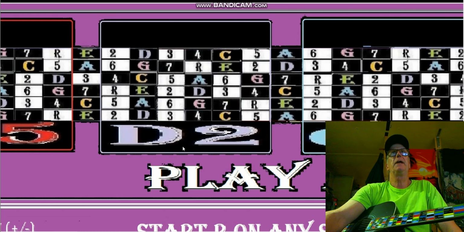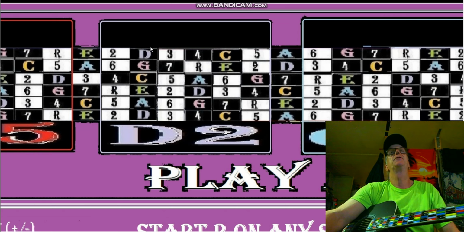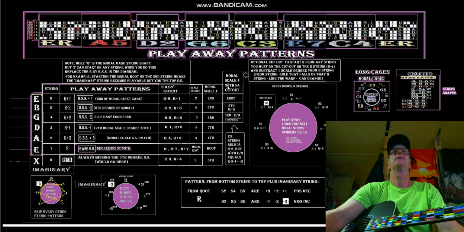Okay, we're looking at the D box. We're going to cut out at the 4-5 on the 4th string, the G string. And instead of going 4, 5, 6, 7, root, 2, we're going to take it one simple scale degree lower. So once you know this is a 7, you know it's a whole step to the open string. That's the rule.